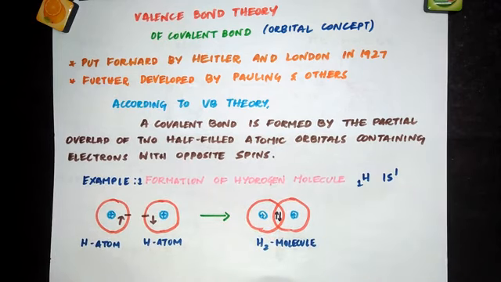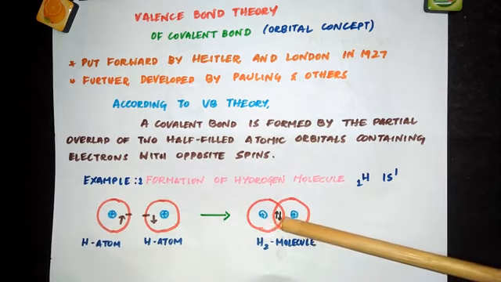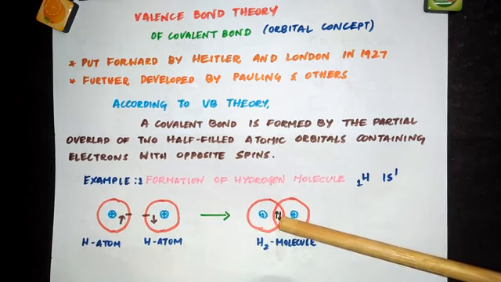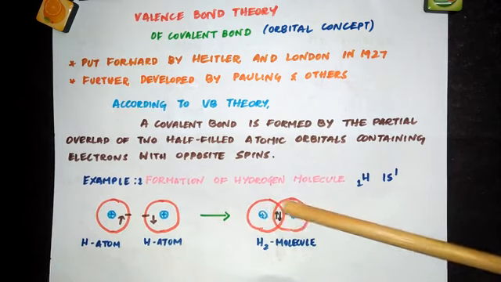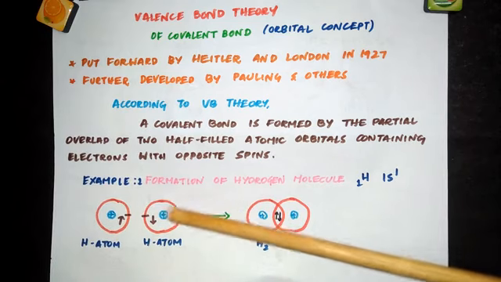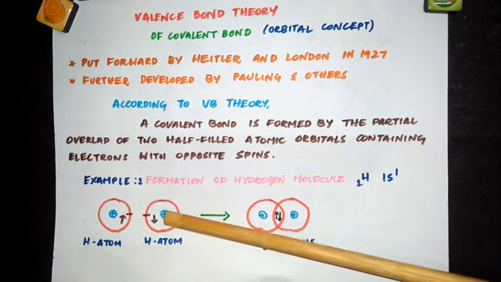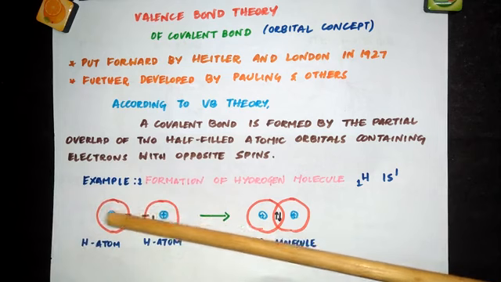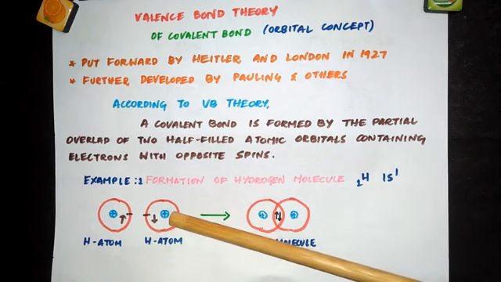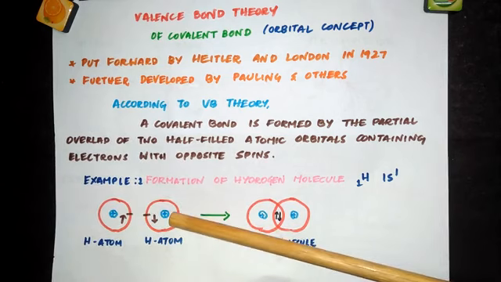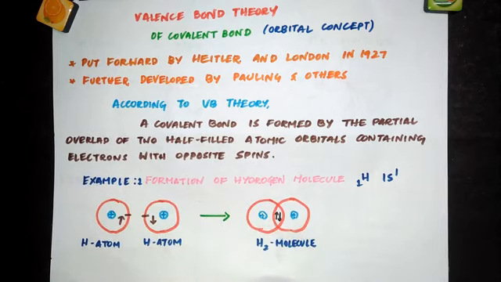So what does VB theory say? A covalent bond. Here both atoms are sharing the electrons, and this forms a covalent bond. A covalent bond is formed by the partial overlap of two half-filled atomic orbitals. Why do we say half-filled? Because instead of having 2 electrons, we have only 1 electron in each s orbital. So this is a half-filled s orbital, and this is also half-filled. Both atomic orbitals undergo partial overlap to give you a molecule, here the hydrogen molecule.